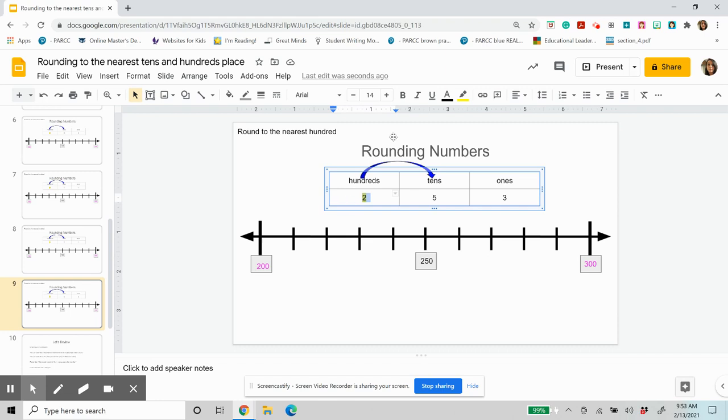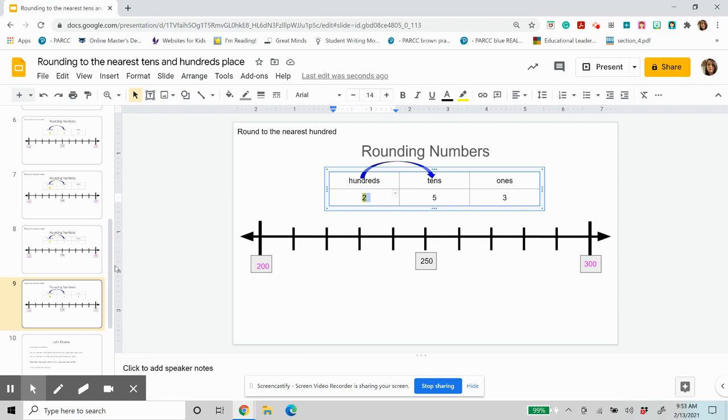Now I'm going to look at my deciding factor, the number that makes the decision. Oh, it's a 5. Okay, we said that if it's 5 or higher, we round up, right? So it's a 5. 5 or higher, we round up. And if I were to say, right, 253 would be somewhere around here, and it is on this side of the number line, right? So 253, we would round up to 300.